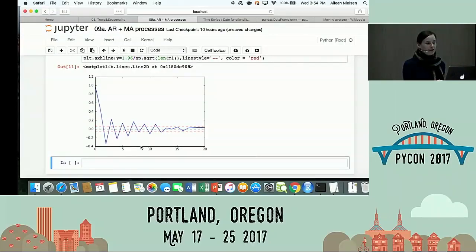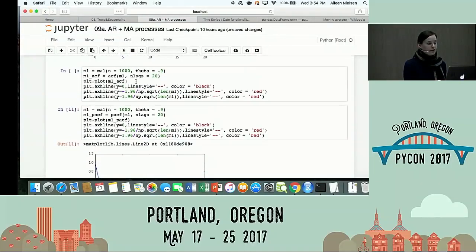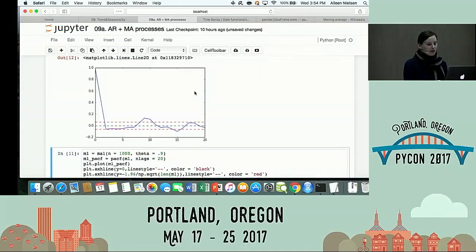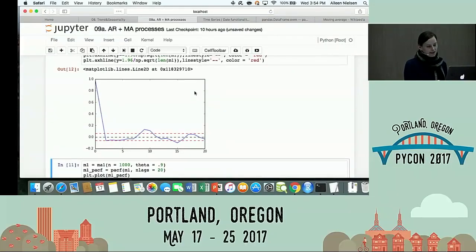We're not expecting it to be. We ignore the partial autocorrelation function for the moving average, and we use the autocorrelation function. And here we see we've got one term here, right? There's our 1, and everything else sort of falls in the band.